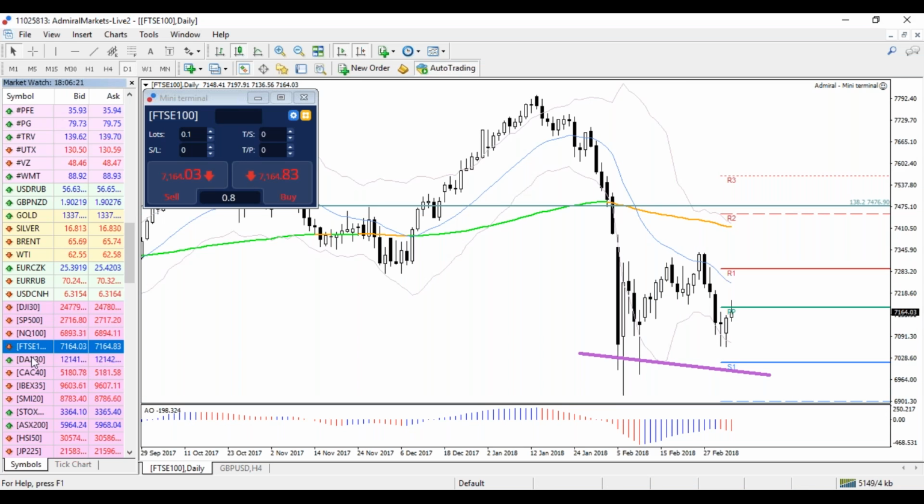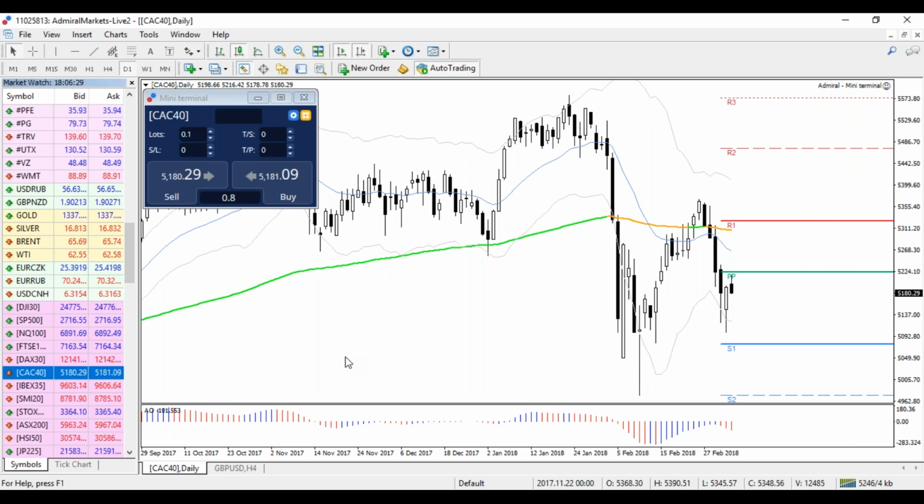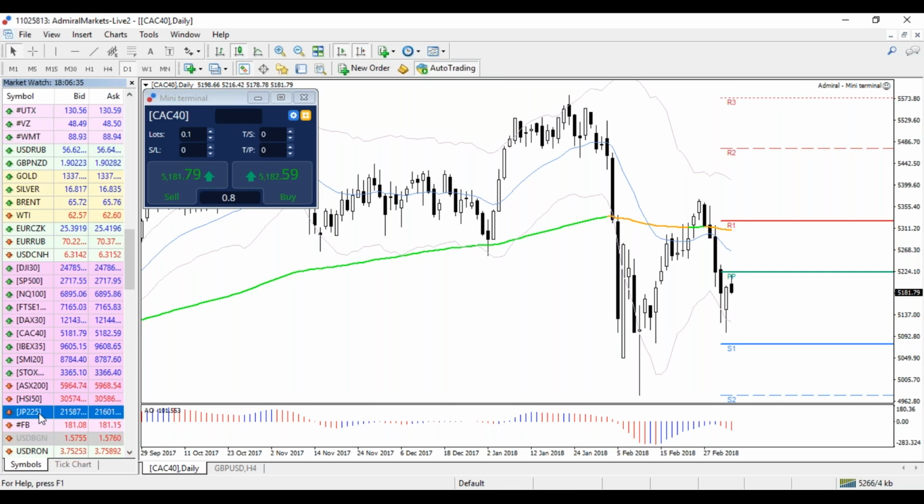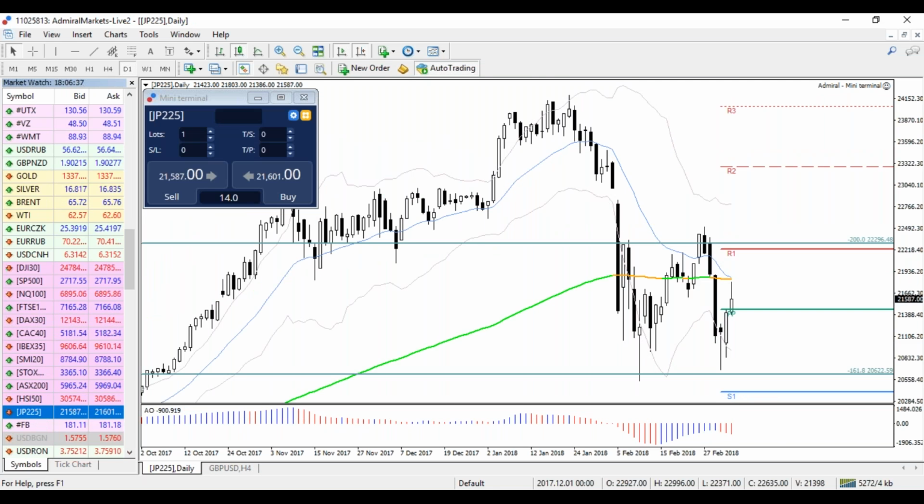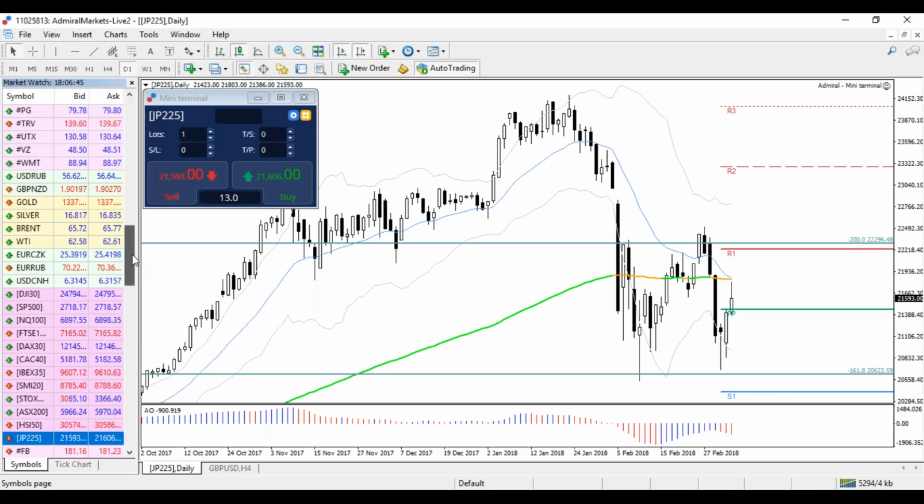FTSE looks more like the DAX. And the French 40 more like the DAX. You can see there are pretty similarities there. And in Japan, following the DAX, right? So that's maybe not so surprising. So those are some of the differences there.